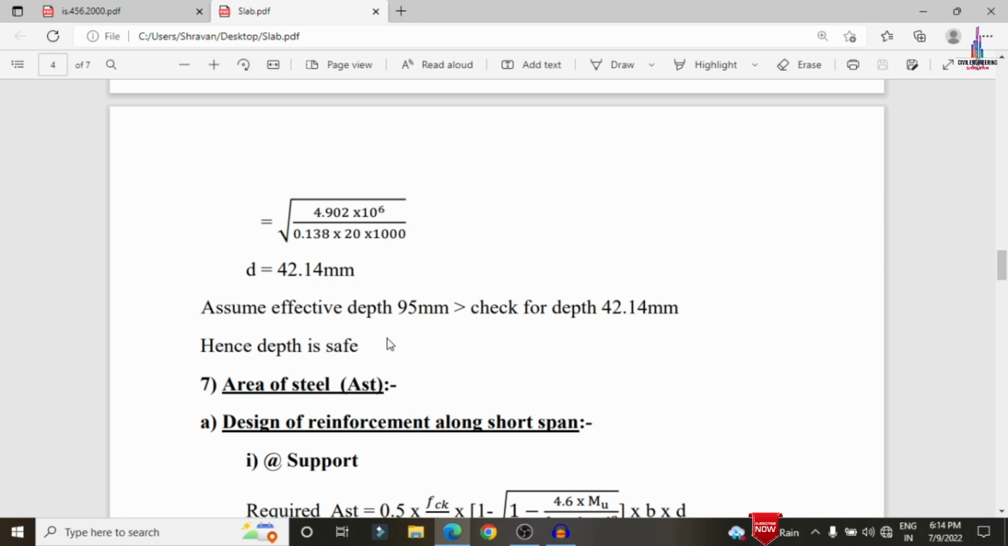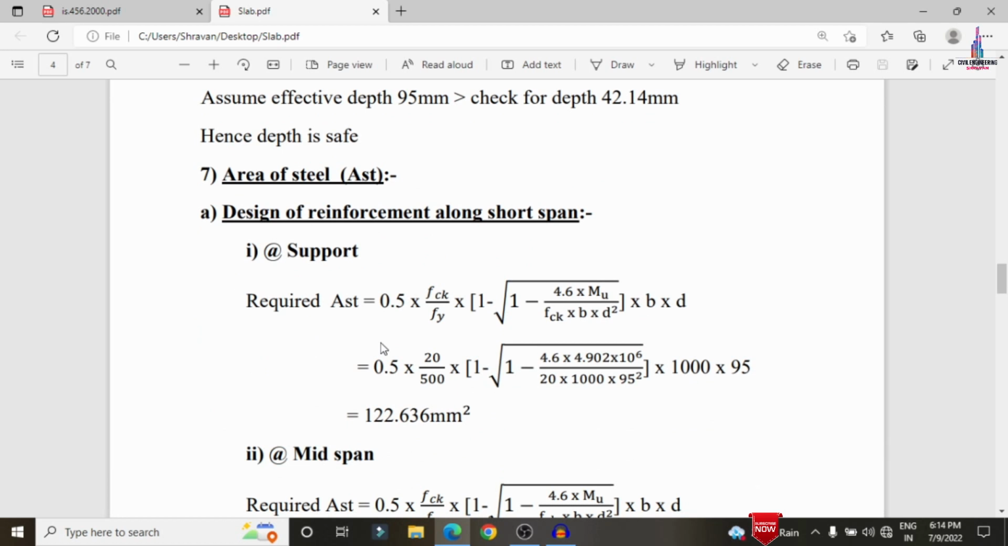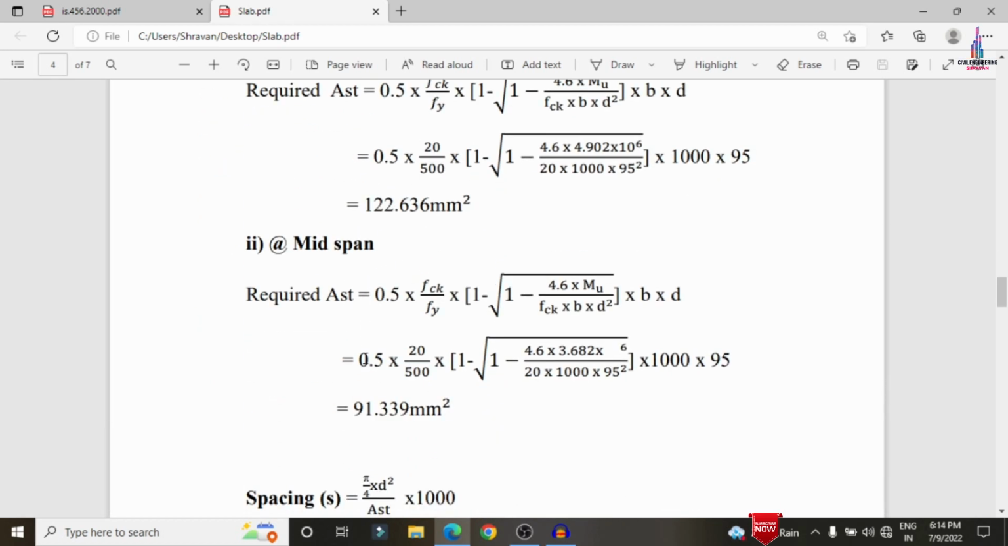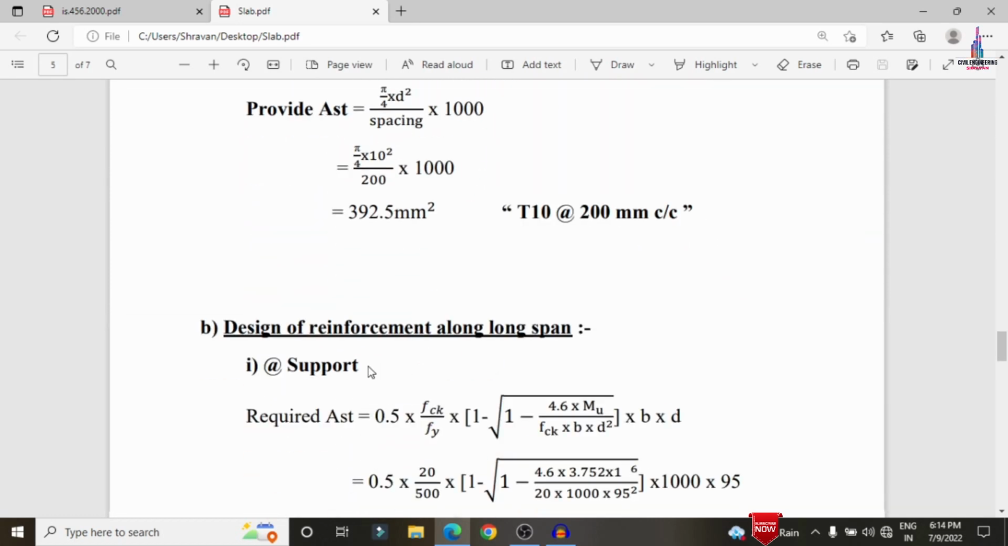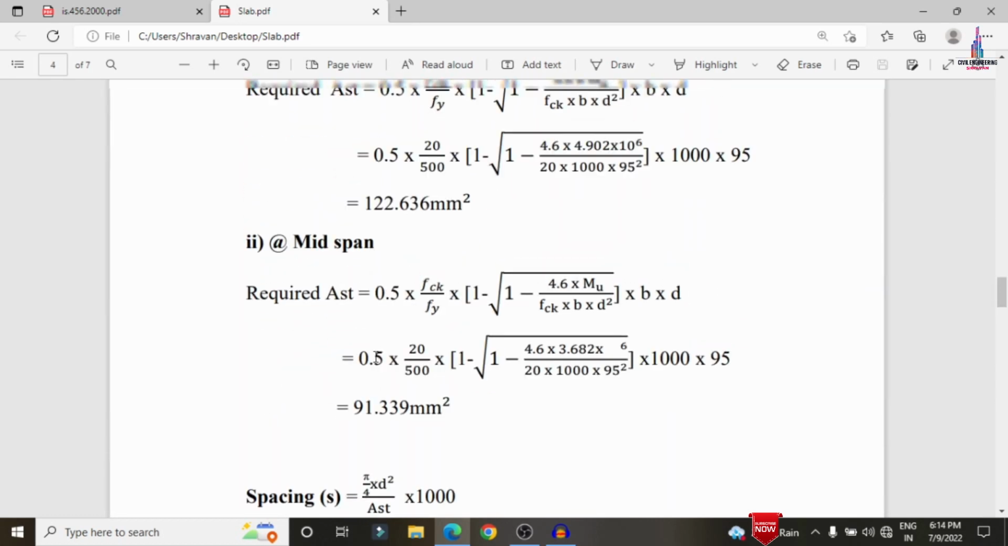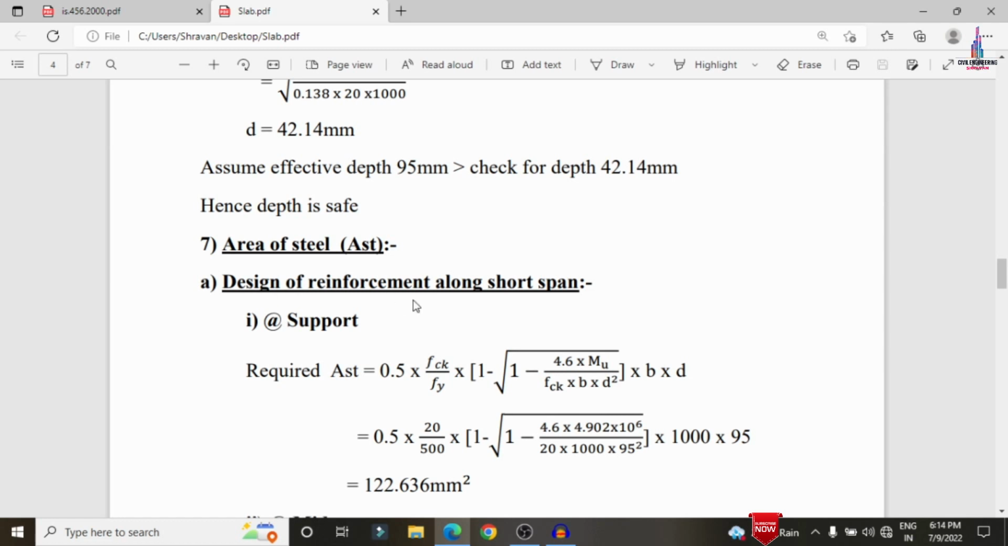So the next step is the calculation of the steel. Basically, at the support condition we have the steel, and again at the mid-span we also have the steel and the spacing of the bars for the particular section. This step comes under the design of the reinforcement, for the shorter span only, which is 3.01 meter in length.